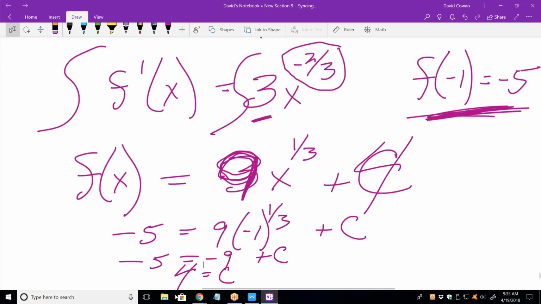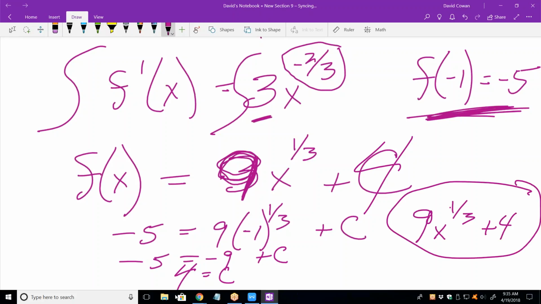There's our equation. 9x to the 1/3 plus 4. That is our f of x.